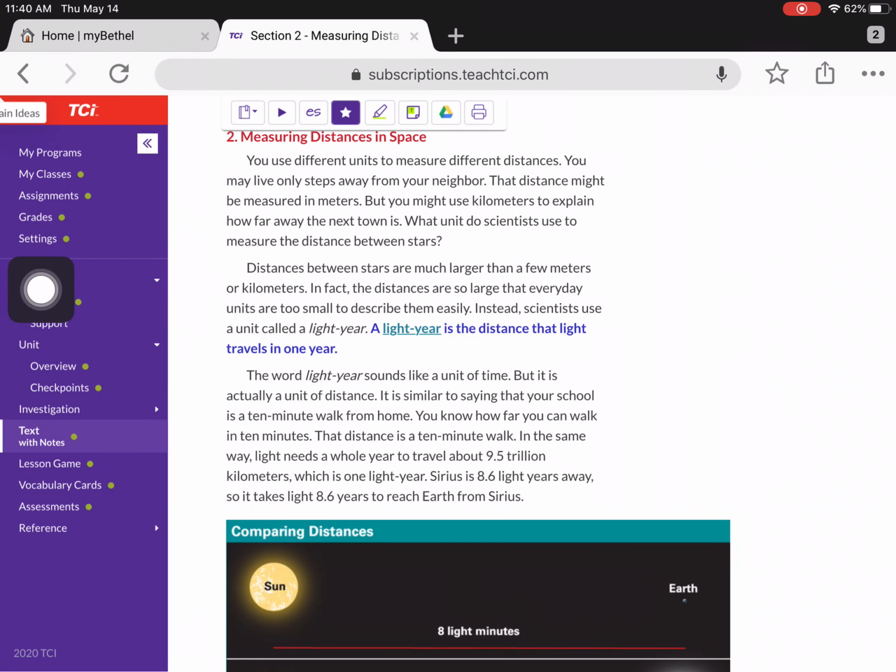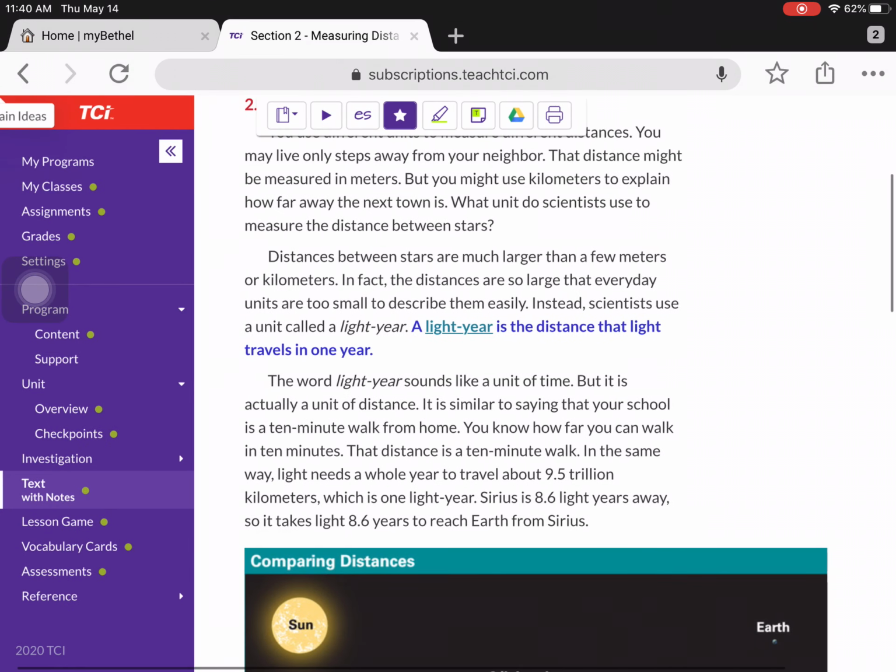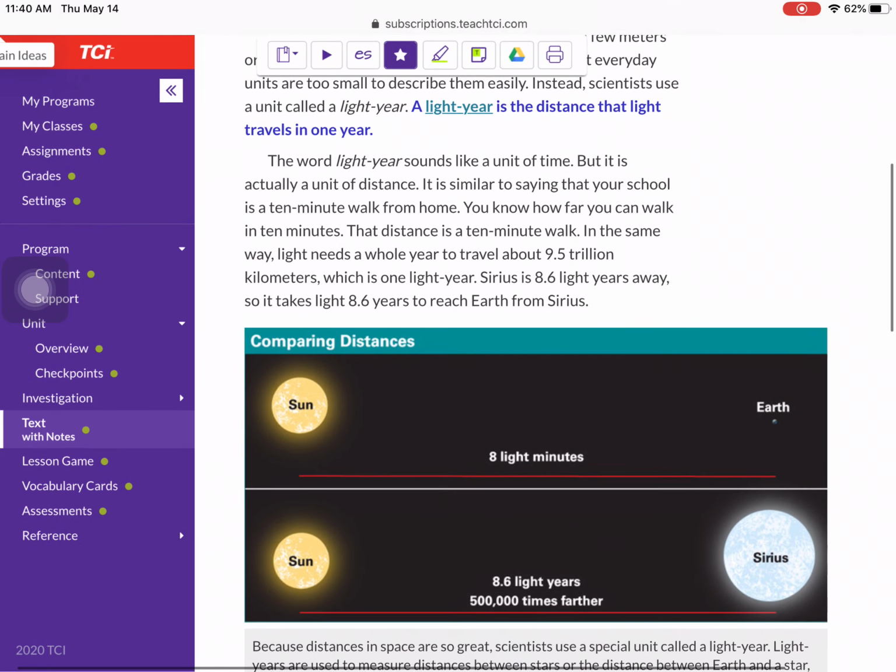Next paragraph. Distances between stars are much larger than a few meters or kilometers. In fact, the distances are so large that everyday units are too small to describe them easily. Instead, scientists use a unit called a light year. A light year is the distance that light travels in 1 year. The word light year sounds like a unit of time, but it is actually a unit of distance.